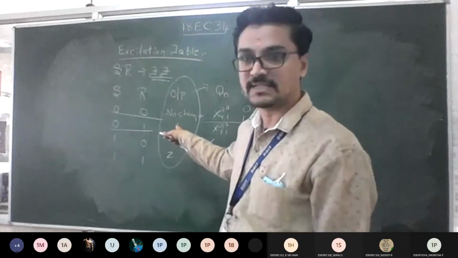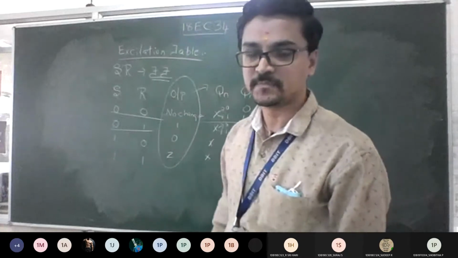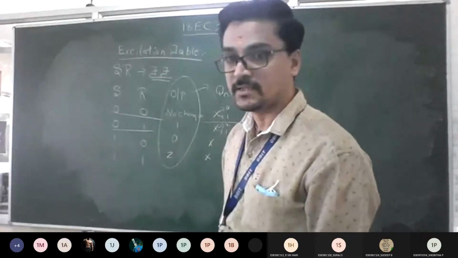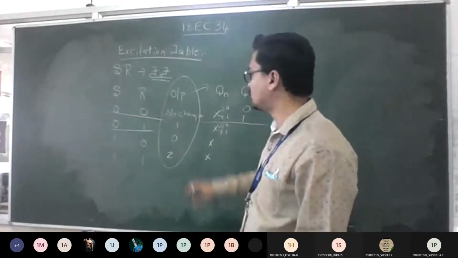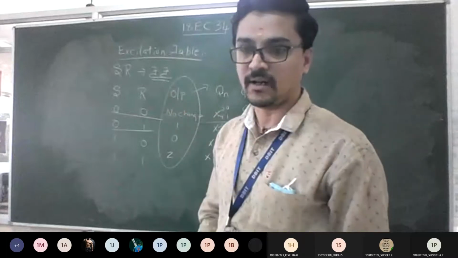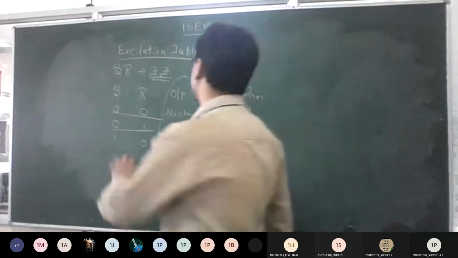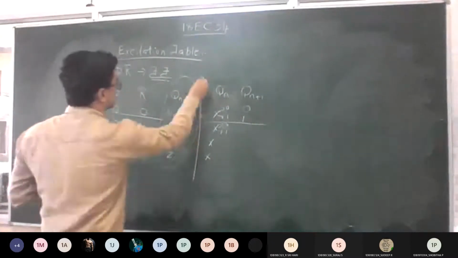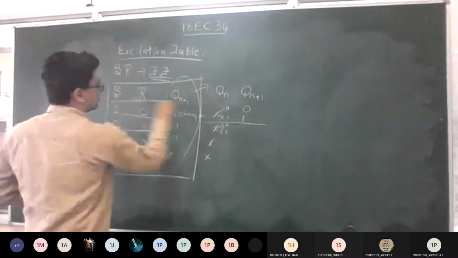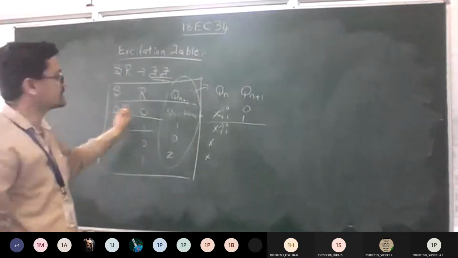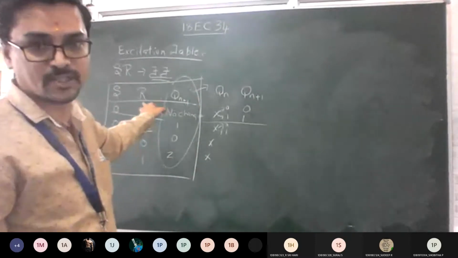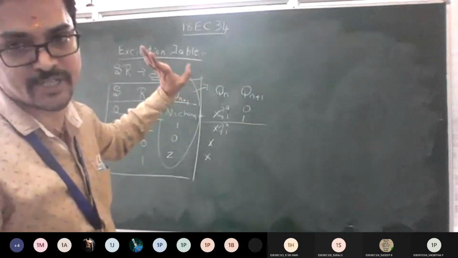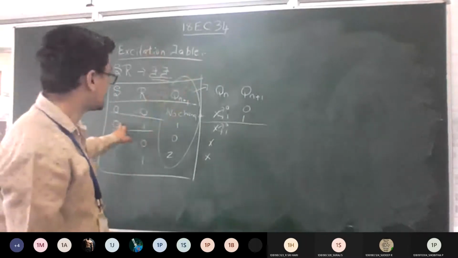Any doubts in this? Is it fine? Shall I proceed? If you are getting doubt, you better go and write the truth table with respect to Qn plus 1 here. So this is a separate table. Just worry about these 3 columns now. I am writing S is equal to 0, R is equal to 0. You got Qn plus 1 as no change.